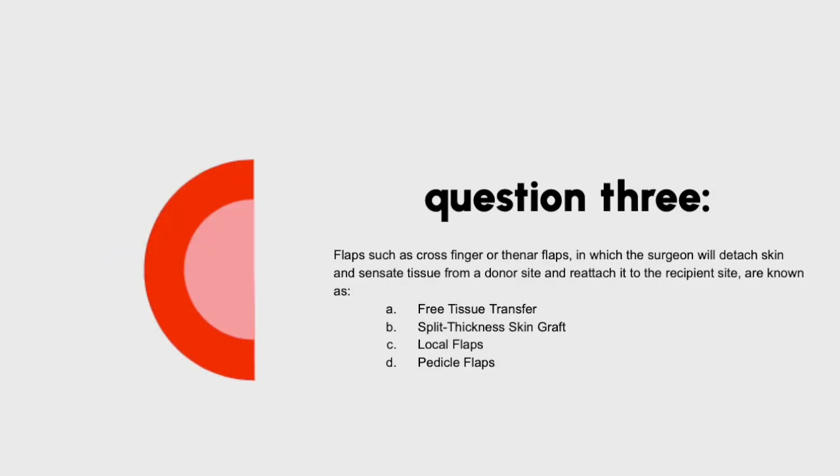Question 3, correct answer here is D, pedicle flaps. Local flaps are going to come from adjacent tissues, like the Moberg advancement and the VY advancement. Split thickness skin graft is a graft versus a flap, and then a free tissue transfer is used for larger defects, like the free groin flap, the scapular flap, the lateral arm flap, etc.